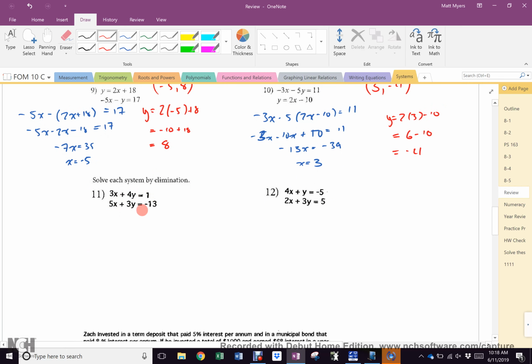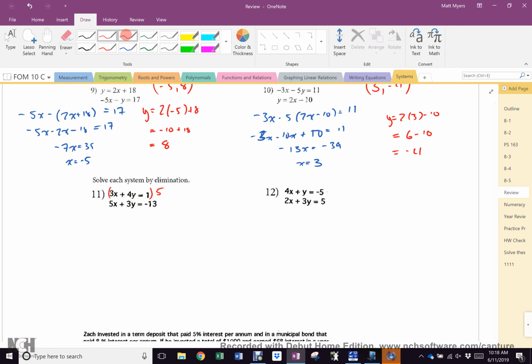Elimination. Neither one of them works, does it? So I have to change them. Who decides which one? You do. If you wanted to eliminate x, what are you trying to get to? 15. If you wanted to eliminate y, what are you trying to get to? 12. You make the decision. First person to say 15 or 12 is the way I'm going to do this question. 15 it is.